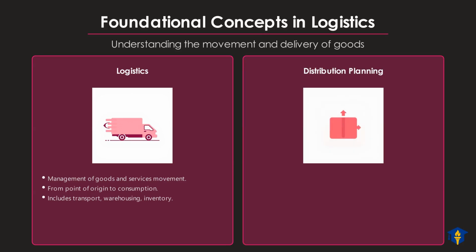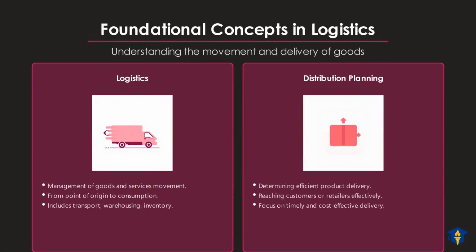Now, let us look at distribution planning, another crucial concept in this area. This determines the most efficient ways to deliver products effectively to their destinations. The goal is to reach customers or retailers in the most effective and timely manner. It primarily focuses on achieving timely and cost-effective product deliveries to meet demand.